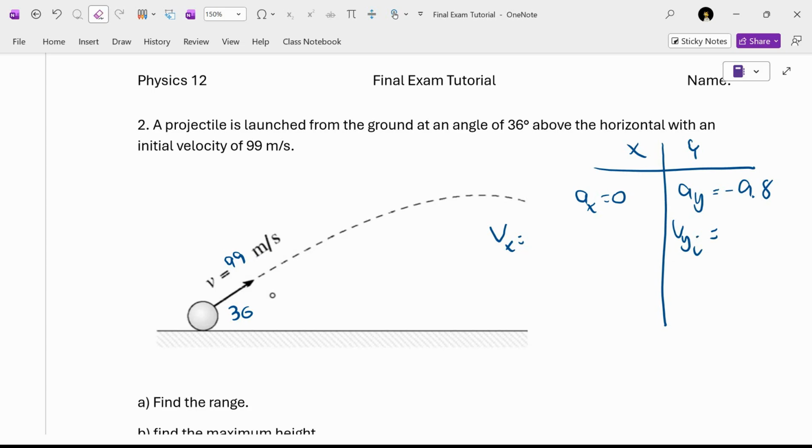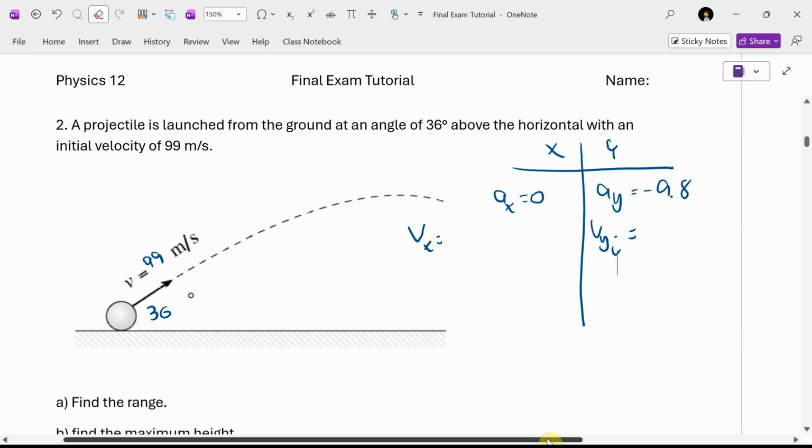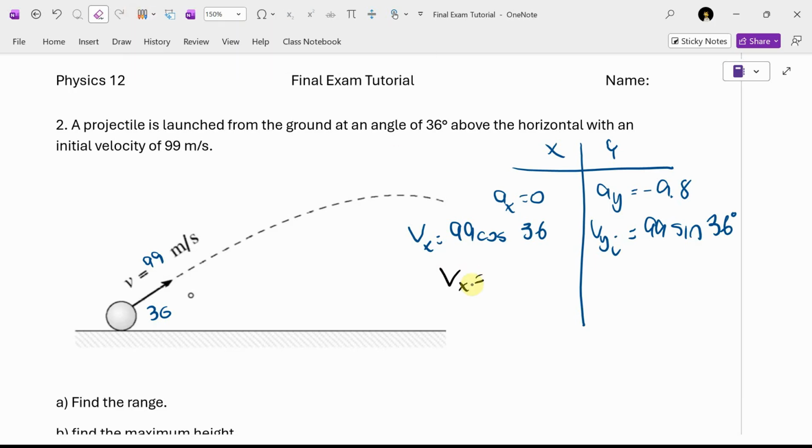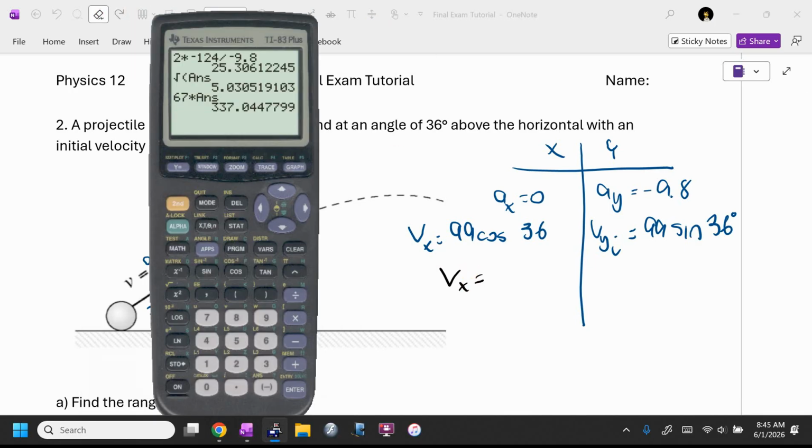Now, we did the trig once. What was the stupid way to remember? What was Vy? So it's going to end up being, and I got to move over a little bit to get this on the screen, Mr. Dueck, it's going to end up being 99 times the sine of 36 degrees. Vx is going to end up being 99 times the cosine of 36 degrees. Let's crunch those. So I'll get 99 cos 36, and I'll carry some extra sig figs, 80.093.